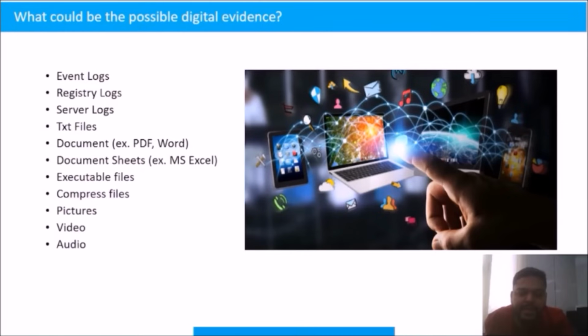Document files like PDF, Word. Document sheets like Microsoft Excel. Executable files like exe. Compressed files like zip, rar, 7-zip. Picture files like JPG, PNG.